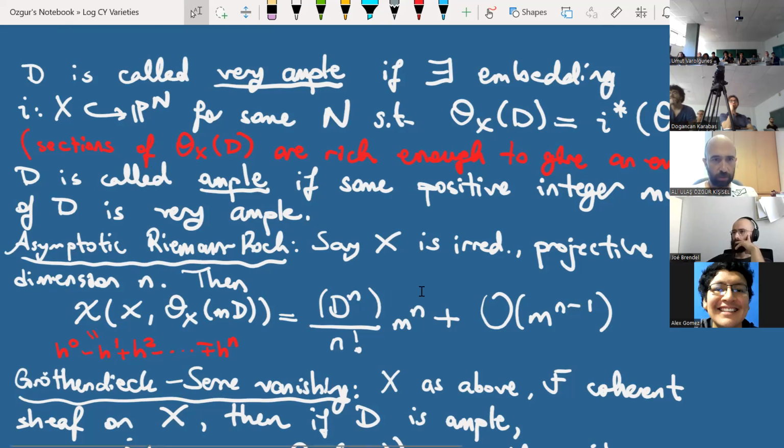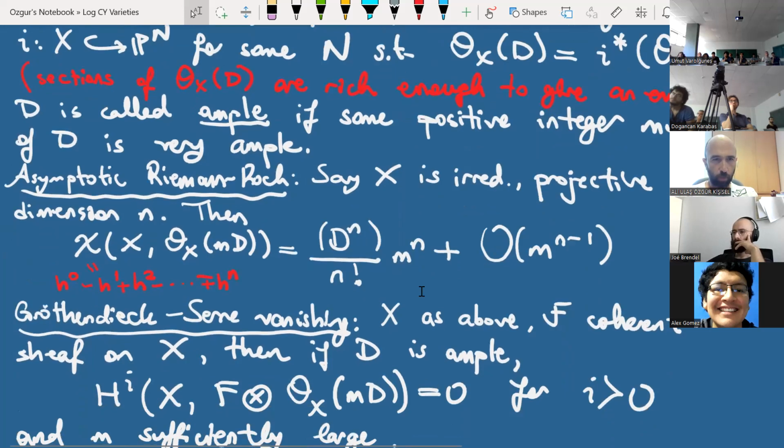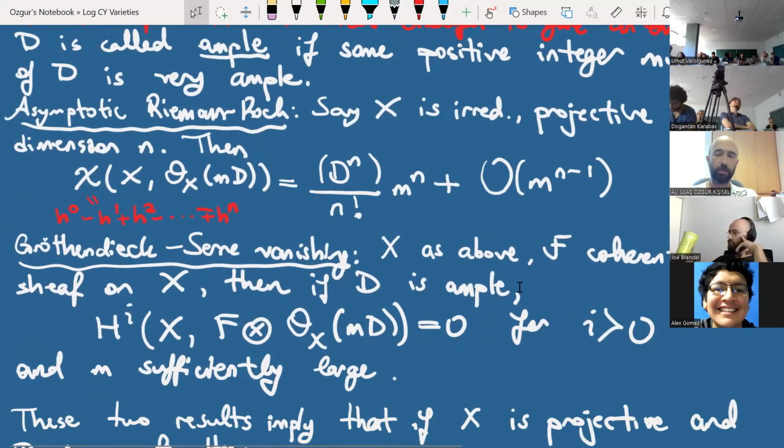Now this is very important, but what you're usually interested in is the sections themselves. So it's H0. You would want to know what happens to higher cohomology. Grothendieck vanishing tells you that if X is irreducible projective, and F is a coherent sheaf on X, then if D is ample, after twisting by a suitable large multiple of D if necessary, the higher cohomology vanishes.